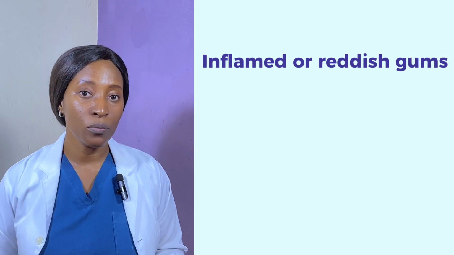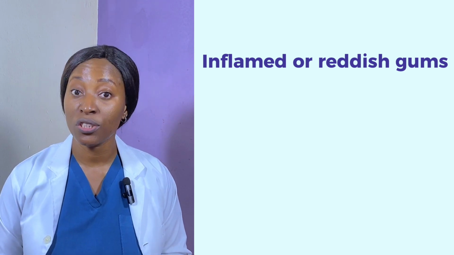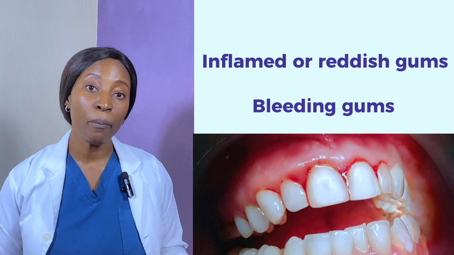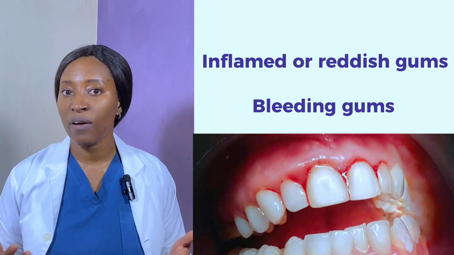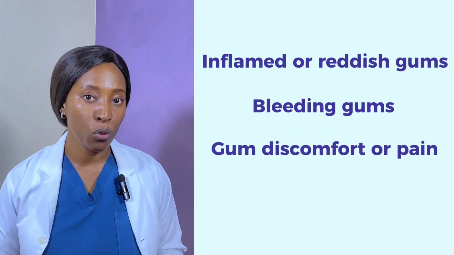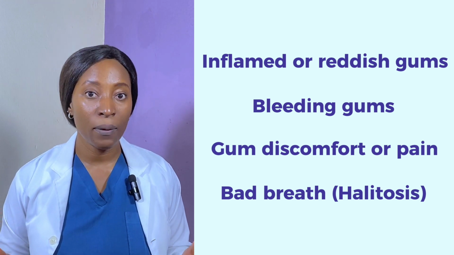Some symptoms of gingivitis include reddish or inflamed gums, which can sometimes be sensitive or painful to slight touch, especially when brushing. Bleeding gums, especially when brushing or flossing. Now, the more gum inflammation you have, the higher your chances of having gum bleeding. You may have some gum discomfort or pain, especially when brushing, and you may also have some bad breath. This is due to the accumulation of dental plaque on your teeth. That's a little bit about gingivitis. Let's move on to periodontitis.